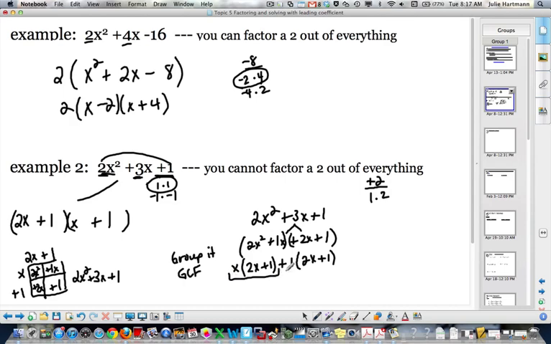Now, if you look at these two things, what do they have in common? 2x plus 1. So I can pull that out in front. What's left is x plus 1. Okay, so there you go. Seems harder than this way. This way was quite easy because it was simple, a 1 times 1, but it's not always going to be simple. So let me show you another one.